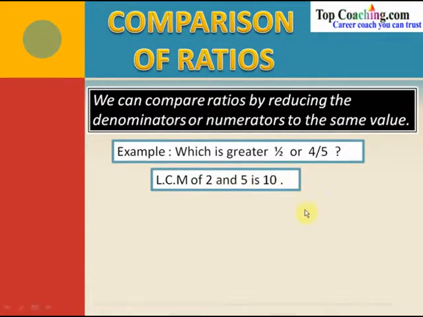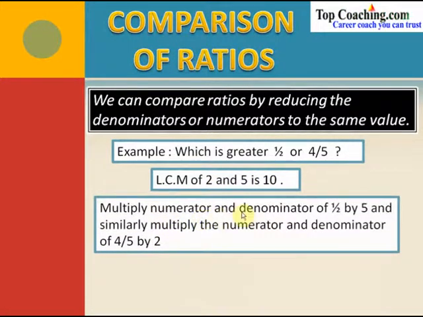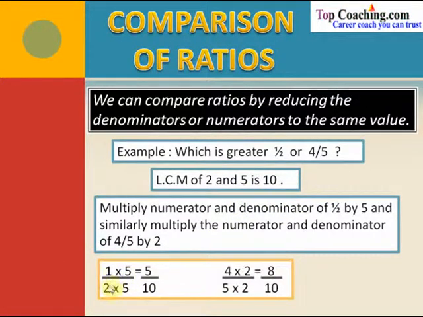So what we can do is multiply numerator and denominator of 1 by 2 by 5, and similarly multiply the numerator and denominator of 4 by 5 by 2. So what we get, 1 into 5 divided by 2 into 5 is equal to 5 by 10. This becomes 5 by 10, and also 4 into 2 by 5 into 2 becomes 8 by 10. So we have made the denominators equal.